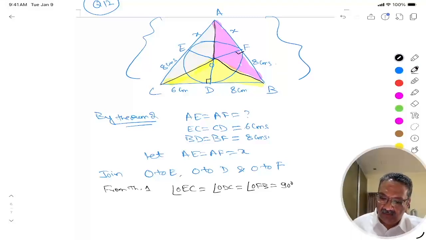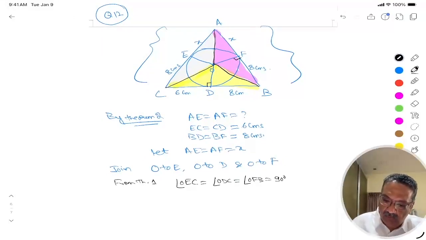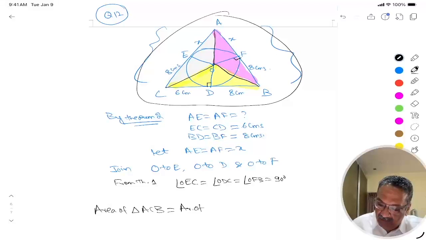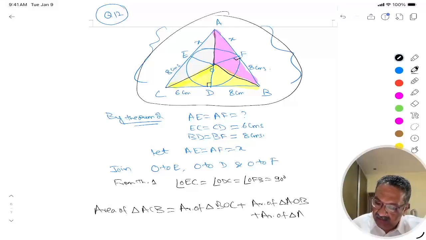Right? Now can I say that this whole triangle ACB, area of triangle ACB is nothing but area of triangle BOC plus area of triangle AOB plus area of triangle AOC.